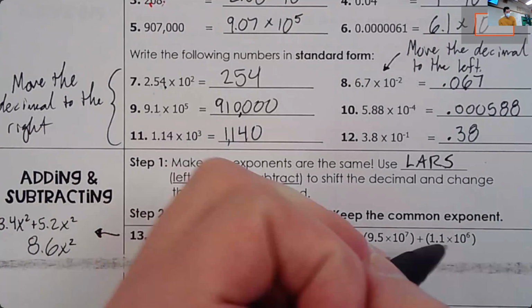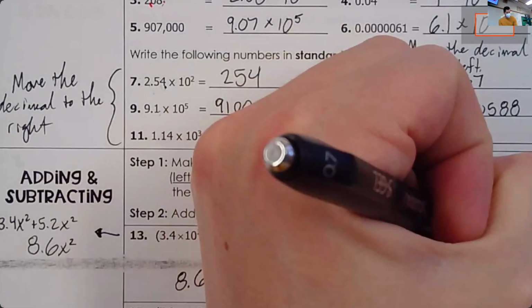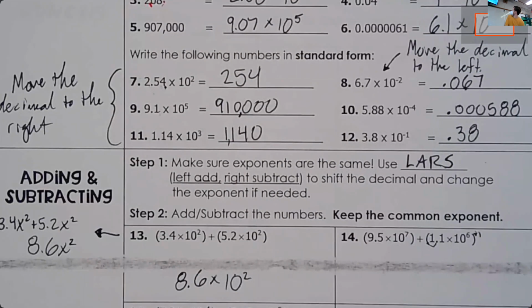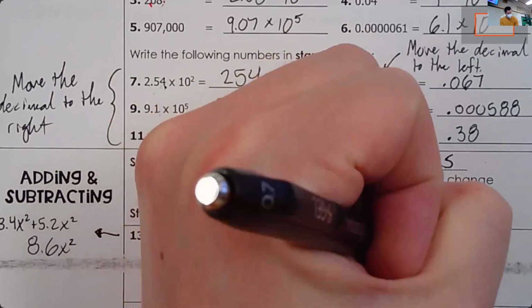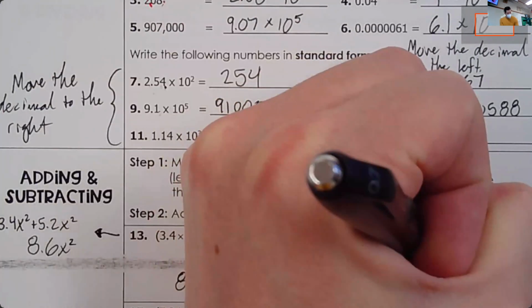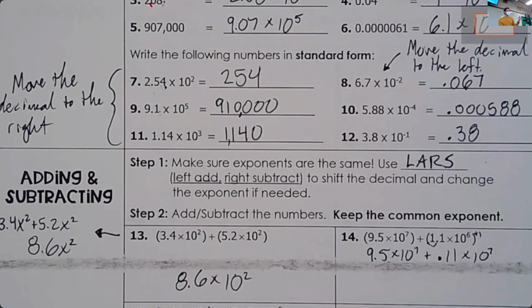So move the decimal to the left one here, which adds an exponent. So that basically adds an exponent onto that 6. And so we get 9.5 times 10 to the 7th power plus 0.11 times 10 to the 7th power. It's basically a balancing act. If you move the decimal one way, you have to compensate with the exponent at the end. And if you move the decimal the other way, you have to compensate oppositely with the exponent on the end. So it's essentially just a balancing act.